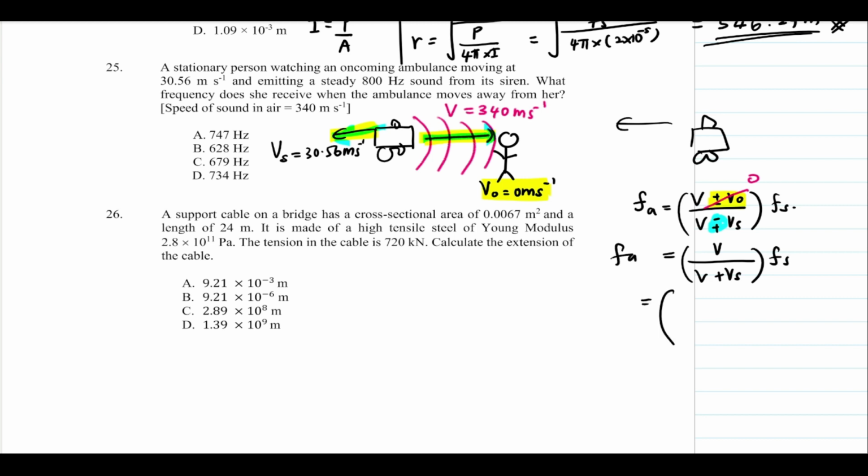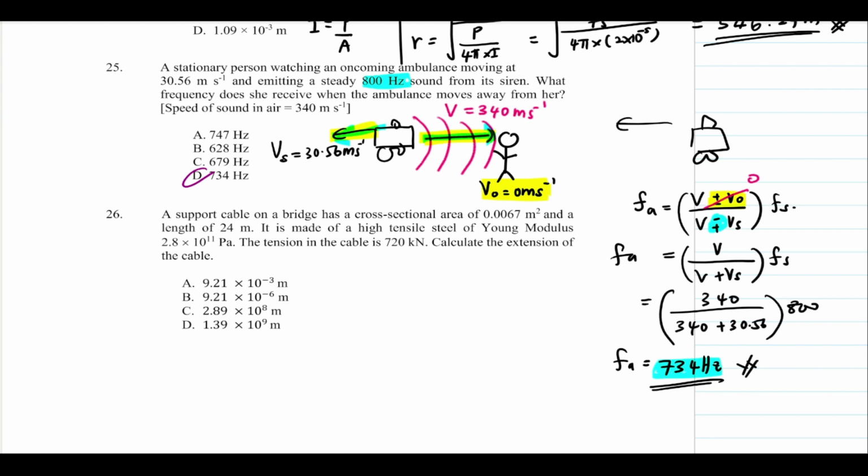So now kita boleh terus kira lah. V, masukkanlah nilai dia berapa? 340. So 340 plus Vs 30.56 and the frequency of the source is given 800. So Fa, you akan dapat 734 Hz. So logic lah. Bila ambulance tu move away from the observer, okay, kita akan dengar frekuensi yang lebih rendah daripada the frequency of the source which is 800 tadi. Okay, so jawapan dia adalah D.